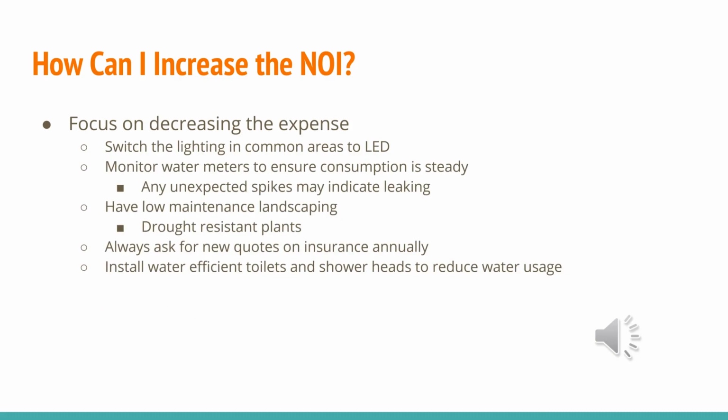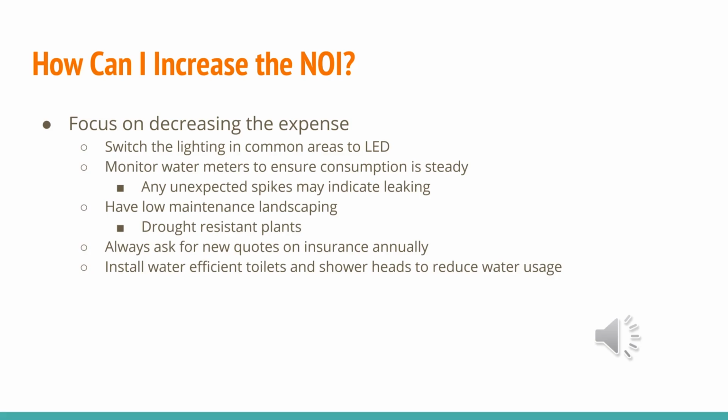Some common low-hanging fruit is switch the lighting in common areas to LED. LED lights are very energy efficient, and they will reduce your expense. You can monitor your water meters to ensure consumption is steady. If you see any spike in your water bill, that may indicate a leak, and you can be proactive. Some tenants will live with a leaky faucet, a leaky bathtub for 1 to 2 years and never tell you, and you're literally throwing money down the drain.